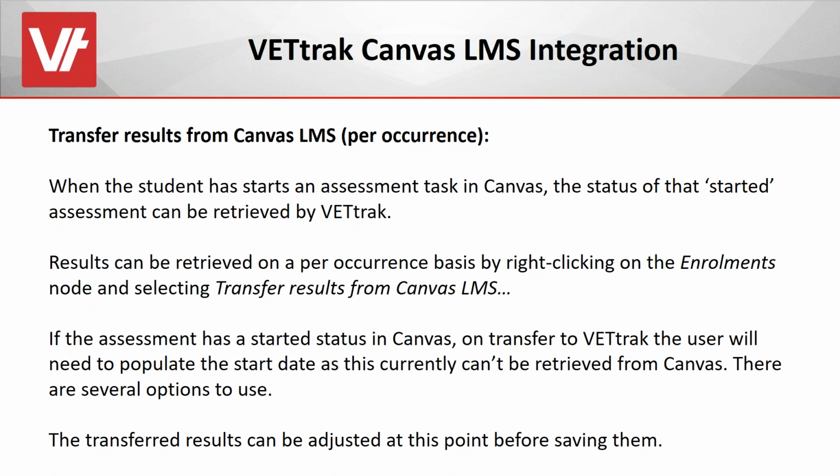So when a student has started an assessment task in Canvas, the status of that started assessment can be retrieved by VETtrak. Results can be retrieved on a per occurrence basis by right-clicking on the enrolments node and selecting transfer results from Canvas LMS. If the assessment has a started status in Canvas on transfer to VETtrak, the user will need to populate the start date, as this currently can't be retrieved from Canvas. There are several options to use though. The transferred results can then be adjusted at this point before saving them.